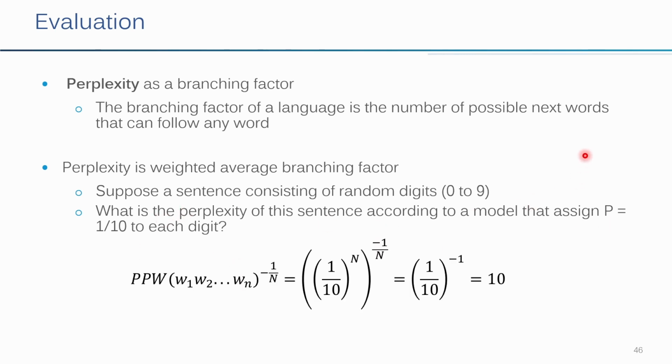In this case, we know that if the probability for every digit is exactly the same, the perplexity is 10, simply because on every single digit, that will be the number of different options that I have in this specific context. Okay?